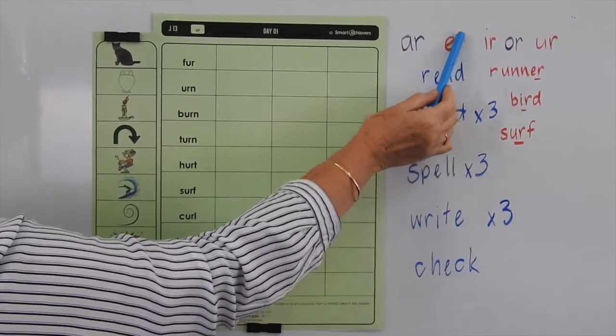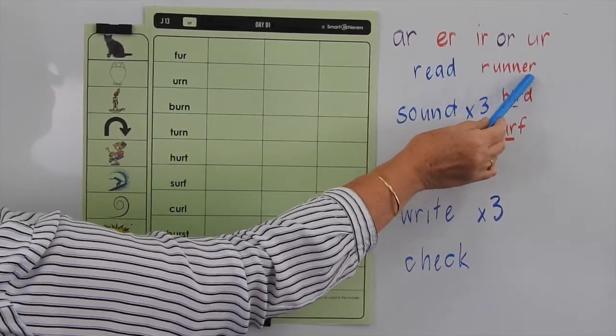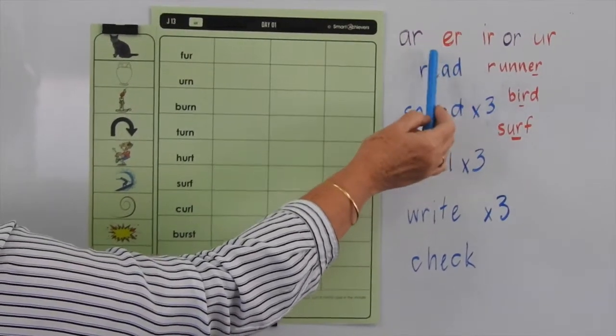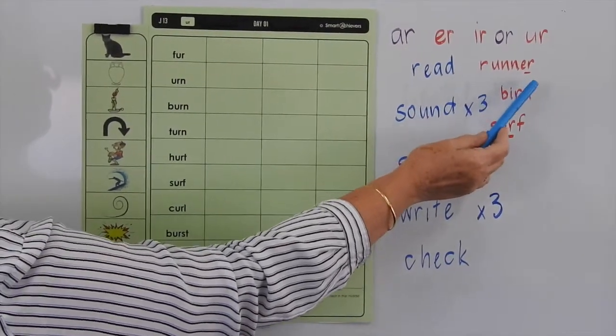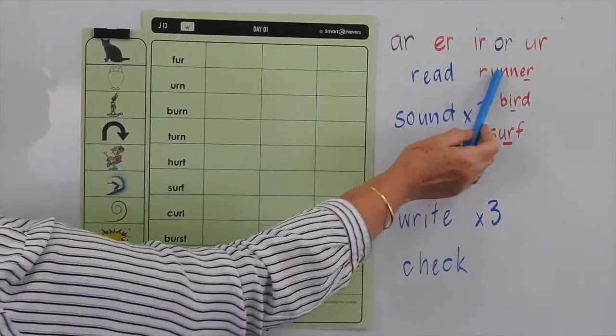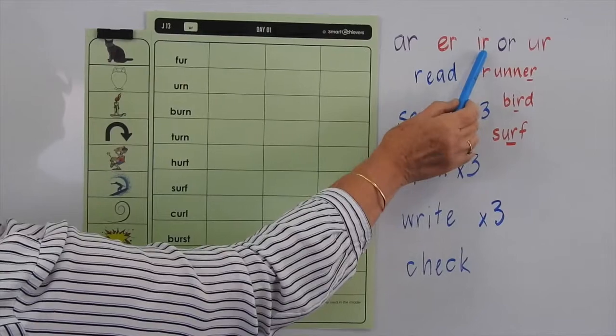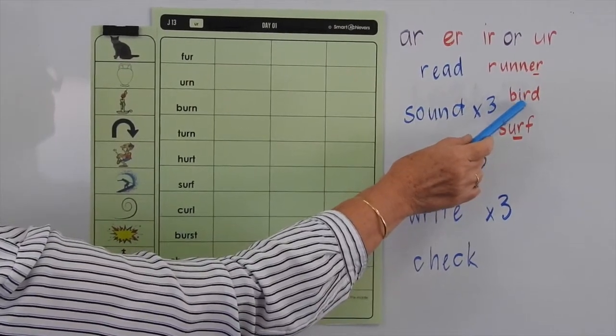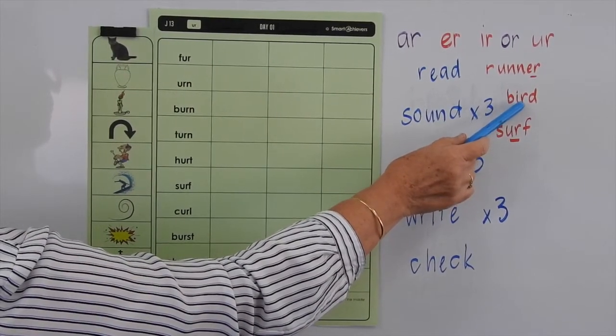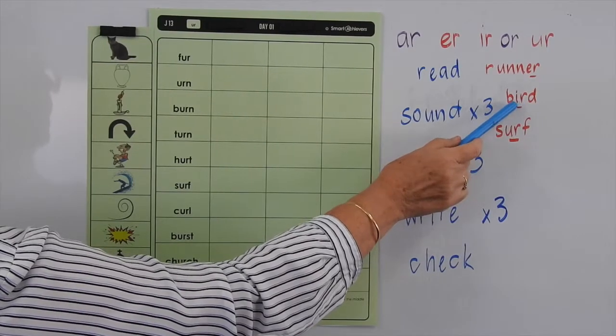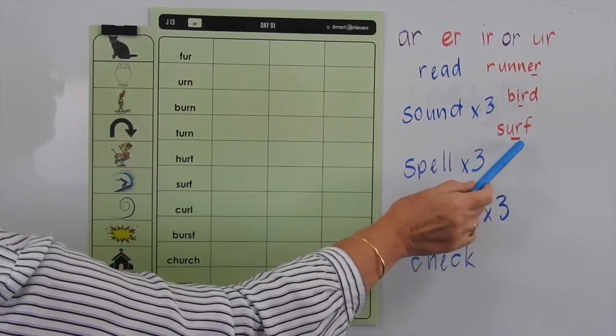Usually we use this one at the end of a word to say someone who. So someone who runs is a runner. Someone who swims is a swimmer. Someone who dances is a dancer. This IR is used in some words for the sound. It's often used in the middle of a word, like bird, girl, etc.